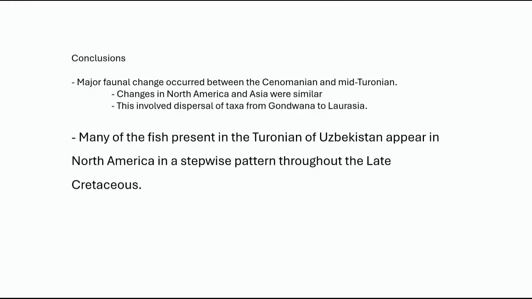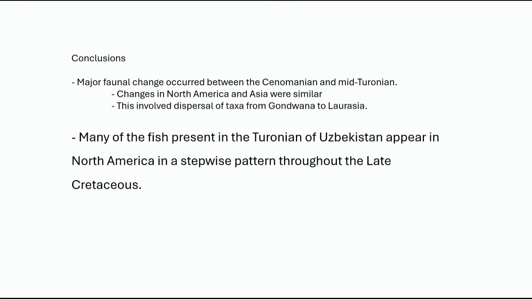The other aspect of the pattern is that the fish present in the Turonian are occurring in North America in a stepwise pattern. So this implies that there is dispersal from Asia to North America, but it's happening at different times. Again, this is less solidly supported because we need larger sample sizes from various areas. So this is a hypothesis to be tested, but it's of interest that it's similar to the pattern seen in turtles, suggesting that there are times when interchange can happen and times when it couldn't.